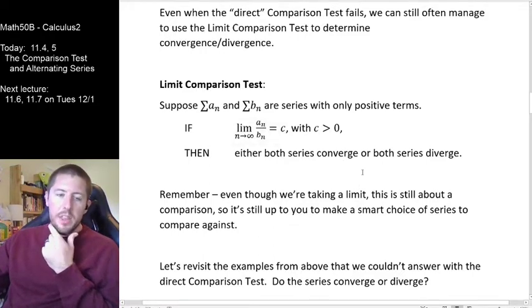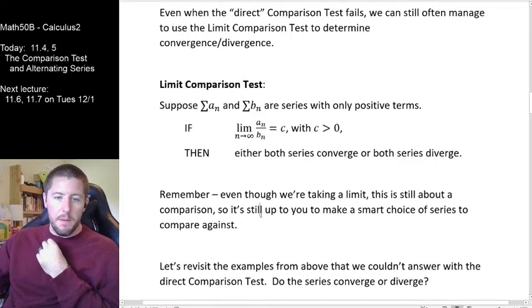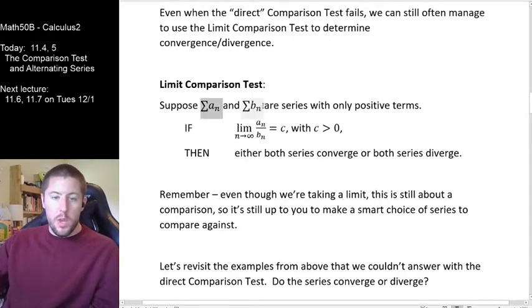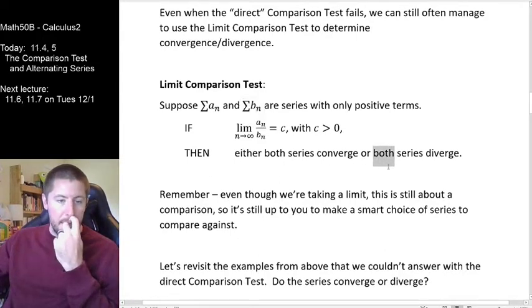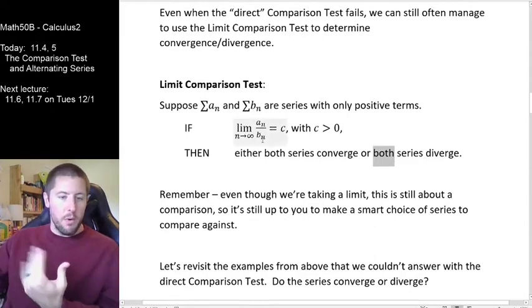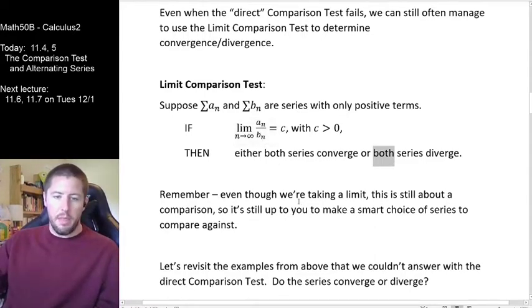So here's the thing to remember. Even though this is now reducing us down to a limit computation to help answer our question, don't forget that this is still a comparison test. I mean, it's in the name. It's sitting right there, right? The point is that we're always going to be given a series that we don't know about, and we always will need to choose a series that we do know about, because they'll have the same behavior ultimately, that we can perform this ratio limit with right here.